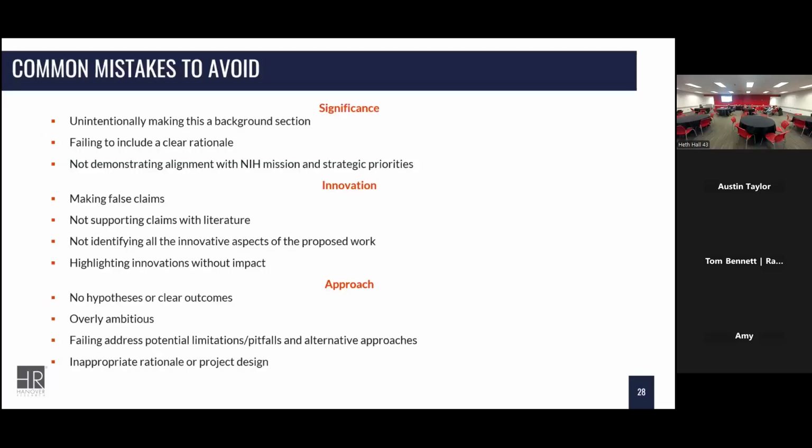So here again are some mistakes to avoid for each of the critical sections of the research strategy. They're kind of the opposite of the things that I said you should do, obviously. So I included these here as a reference.